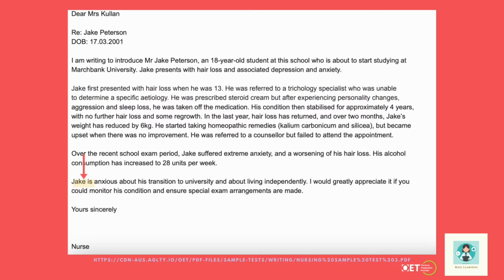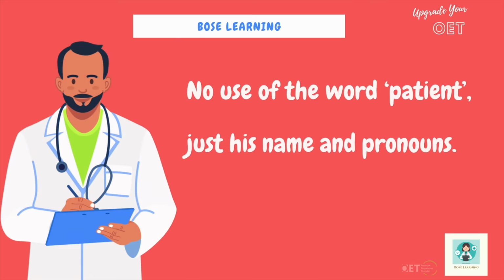So we have his name being used a lot. We have his full name, including title, at the beginning. And then we have Jake, Jake, Jake. We don't have the word patient. What we do have, of course, are lots of pronouns. He was referred, he was prescribed, his condition, etc. So we have his full name, just his first name, and then appropriate pronouns. There is no use of the word patient at all in sample 3. Okay, so that's sample 3 for nursing.